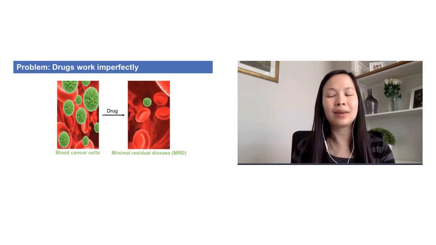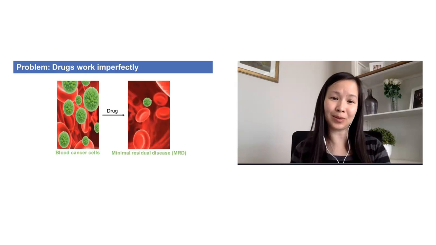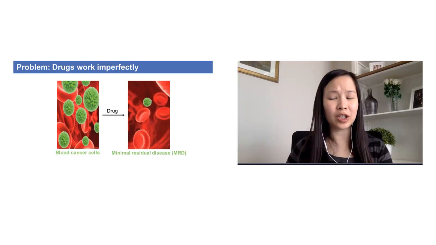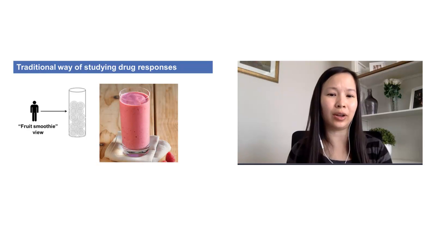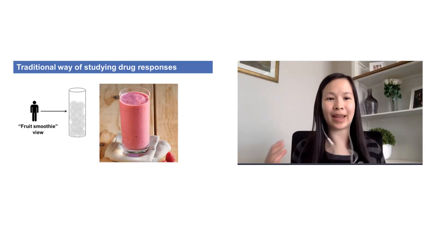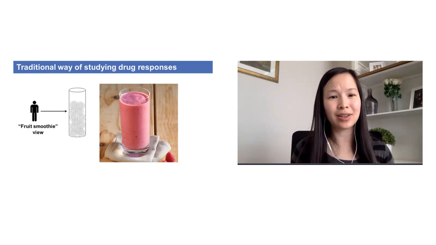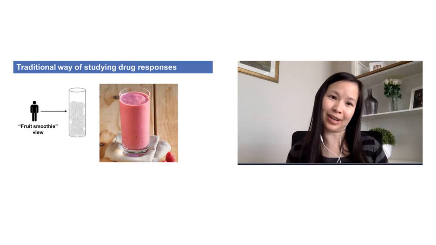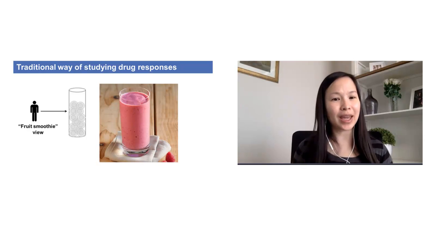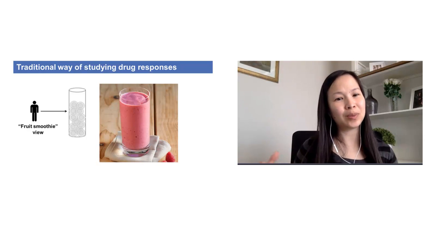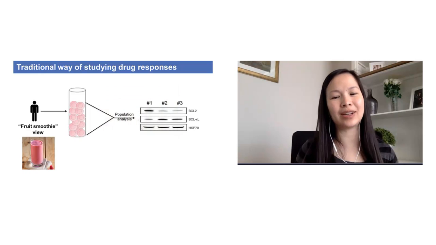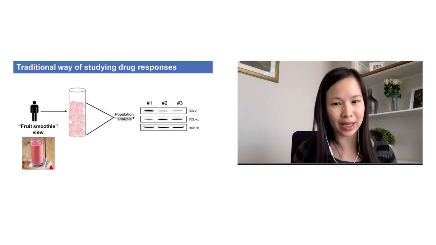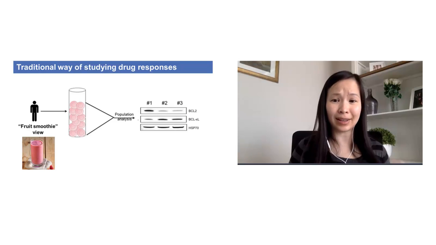And this is a huge problem in terms of having patients relapse and having the cancer come back again. When we're studying how blood cancer responds to drugs, a lot of the traditional methods take what I like to call a fruit smoothie perspective, in that they view the cancer cells all as one single population. So if you have your favorite smoothie and it is a berry smoothie and the main flavor is maybe blueberries, that's all you taste. So it's the whole idea of looking at things as a bulk population, such as what we do studying cell death by looking at it from a Western blot.